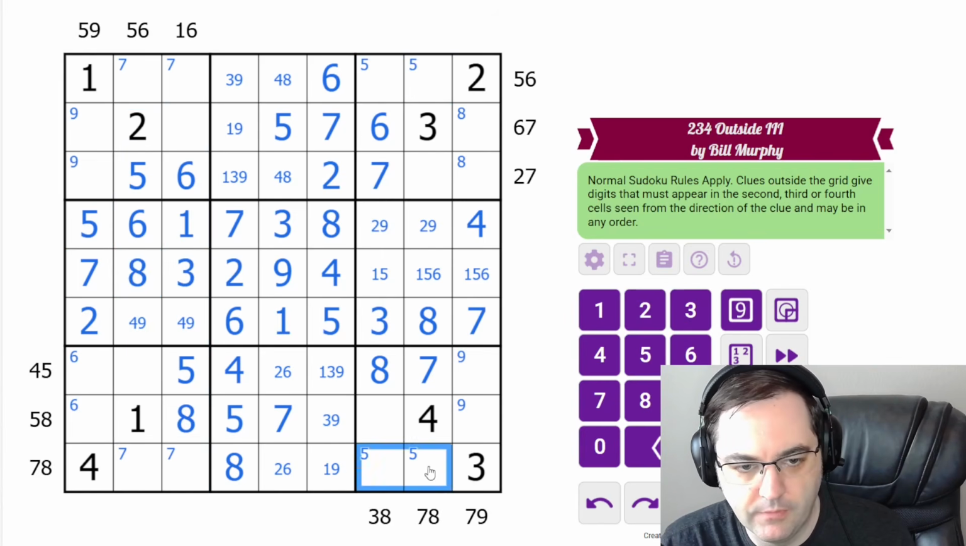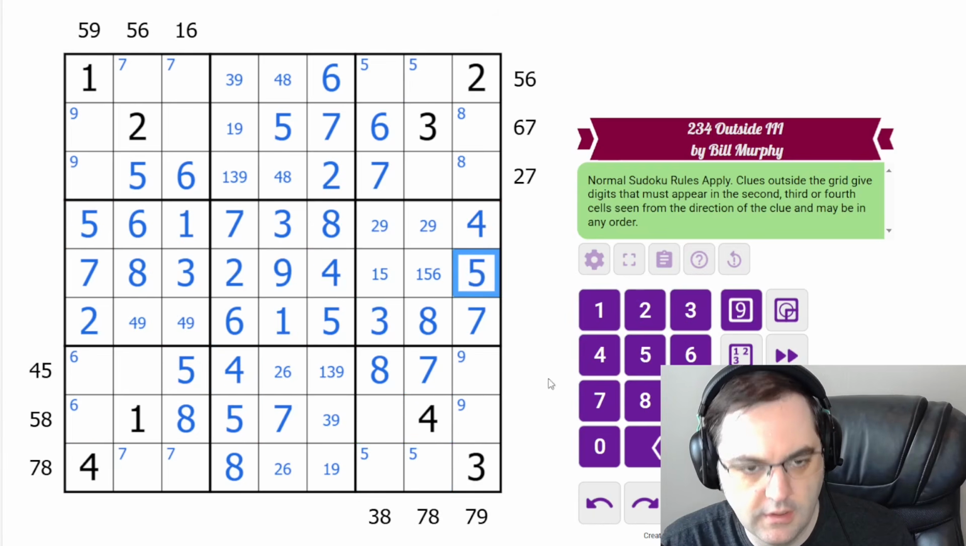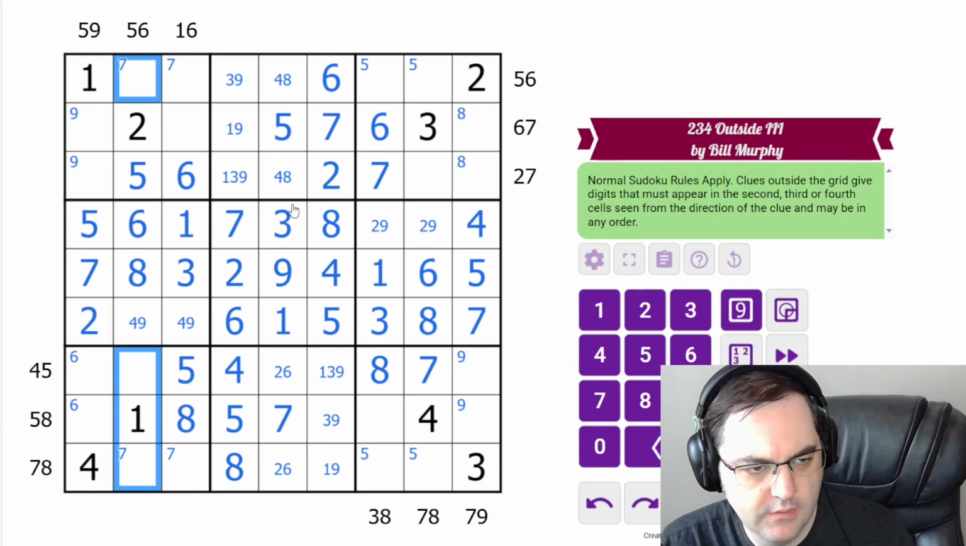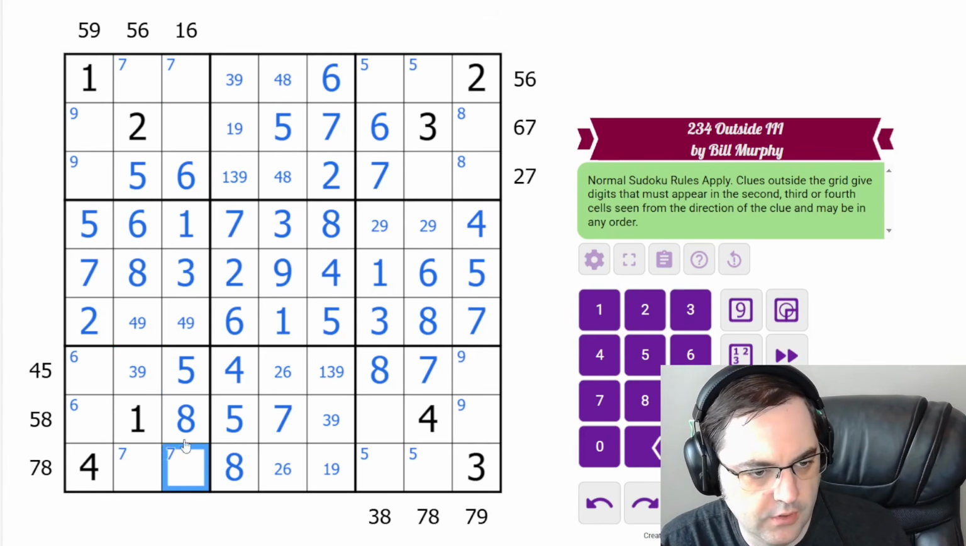You can do the same with 5 over here. This has to be 5. Oh, that has to be 5. 1 and 6. All right, let's look at this column. We need 3, 4, 7, 9. This is 3 or 9. This is 3, 4, 7. That's not super helpful. What about this column?